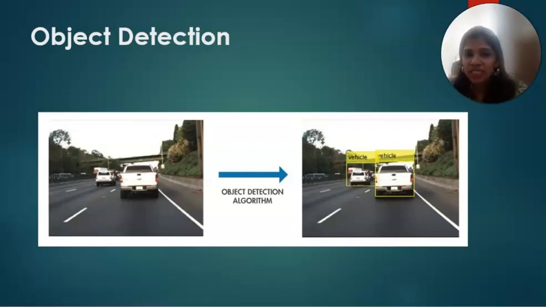Again, this is an object detection algorithm. First there is an image, then we apply the algorithm. After the output, in this image we are going to detect it as a vehicle only. We are not saying that it is a car or a bike. Both are vehicles, so we have mentioned it as a vehicle, and there is a bounding box.